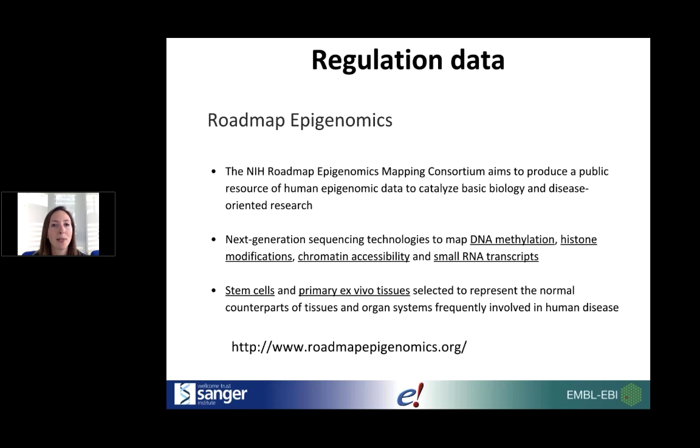So Roadmap Epigenomics is a consortium that's trying to produce a public resource of human epigenome data to further biology and disease research. They're using next-gen sequencing technologies to study DNA methylation, histone modifications, chromatin assembly, and small RNA transcripts. And to do that, they're using stem cells and primary ex vivo tissues. So this is normal, healthy tissues. If you want to find out more about that project, I've put the URL at the bottom.